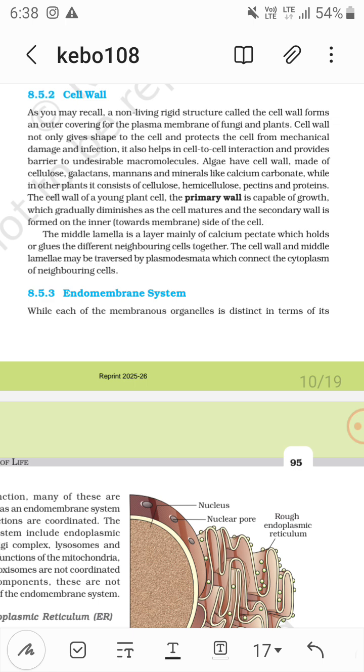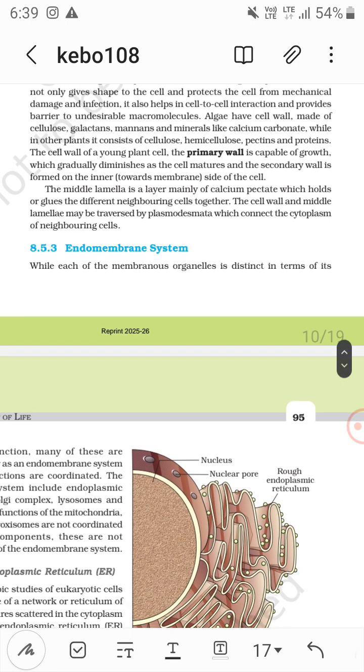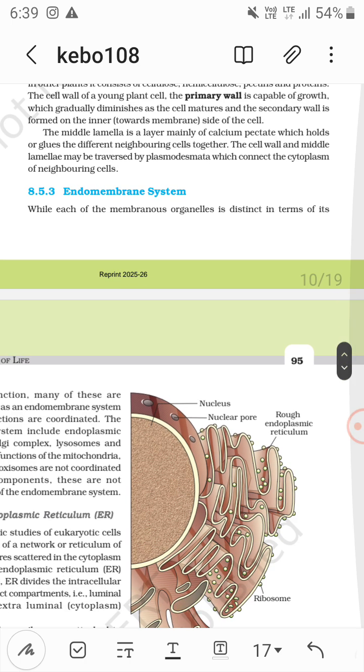Now the middle lamella is mainly made up of calcium pectate. What it does is hold or glue the different neighboring cells together. Now the cell wall and middle lamella are connected by plasmodesmata, which connect the cytoplasm of neighboring cells. Plasmodesmata are cytoplasmic threads that connect the neighboring cells, and they pass through the cell wall and the middle lamella. Okay, now the endomembrane system.